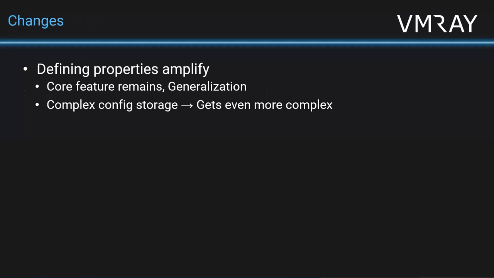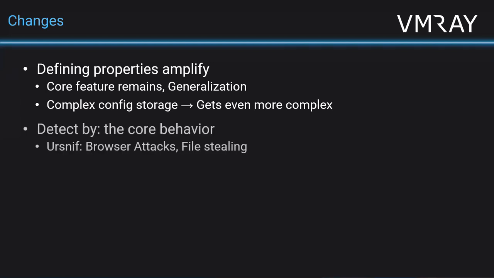So in the leaked source code, the configuration was stored in a complex and hard to parse way. And since then, it got even more complex and even more difficult to parse, but still not impossible. So if you want to detect it, we should detect it wide. So we should target with the detection the core behavior. With Ursnif, these are browser attacks and file stealing.